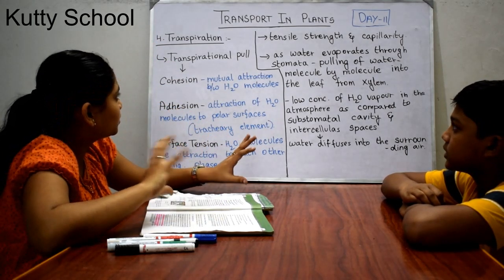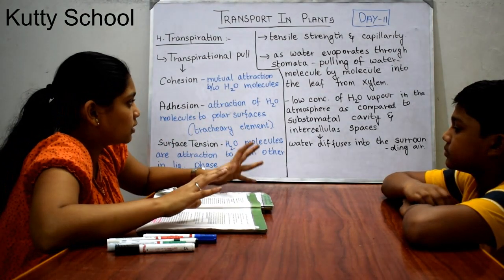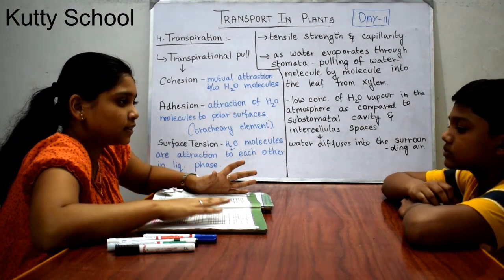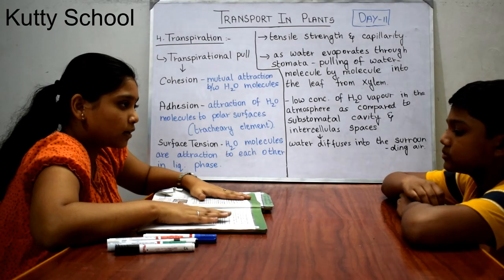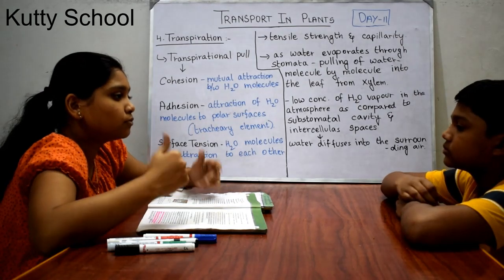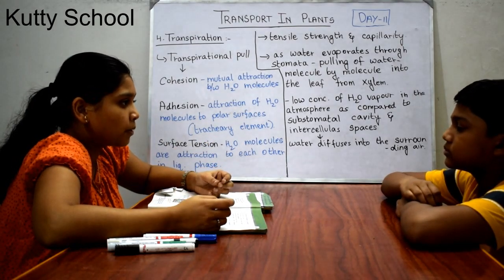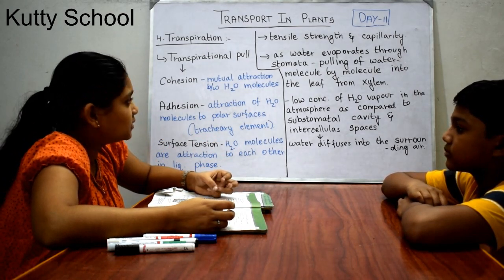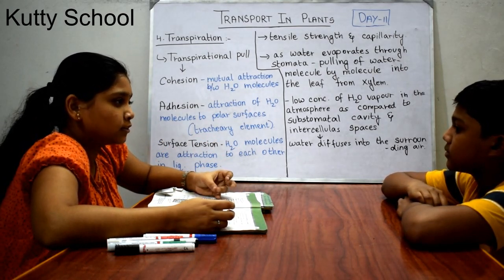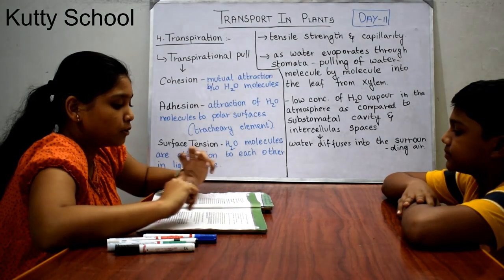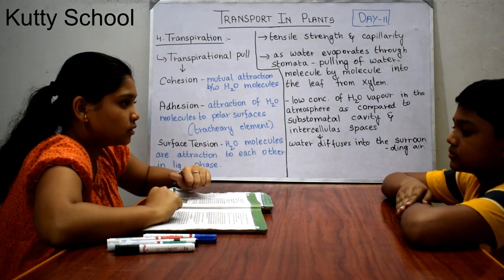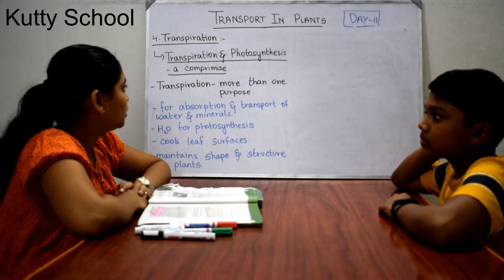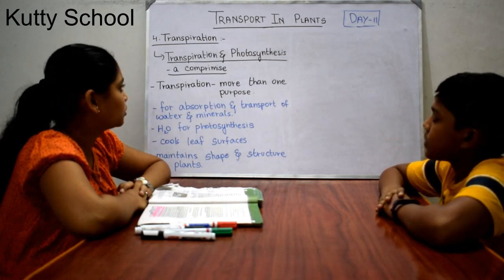So this is the reason water is moved from the lower part of the stem up to the leaves, to the upper part of the plant. Next we will see transpiration and photosynthesis. What is the relation between transpiration and photosynthesis? Now we are going to see that.